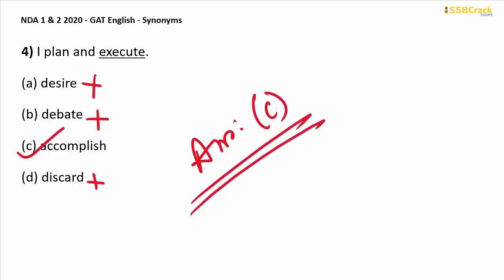Remember, many of you will say that accomplish means when you're achieving something, and execution doesn't mean accomplishment. But remember, I told you, you need to see if the word is matching with the word that is used in relation to the sentence in which it is used. So I plan and execute and I plan and accomplish mean more or less the same. Instead of using I plan and desire, or I plan and debate, or I plan and discard, it has nothing to do with it, right? So accomplish is a synonym of execute. It is nearest in meaning. Remember, in the directions it is said nearest in meaning. So here accomplish is nearest in meaning to the word execute.